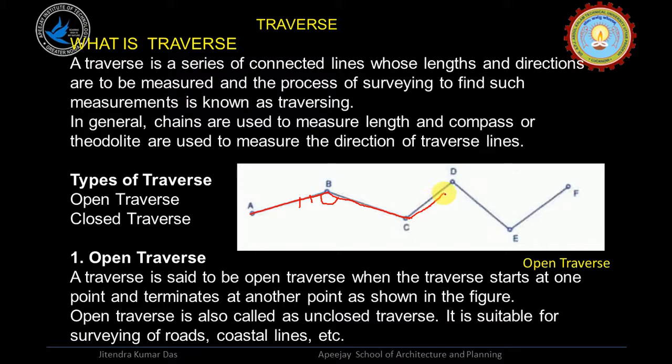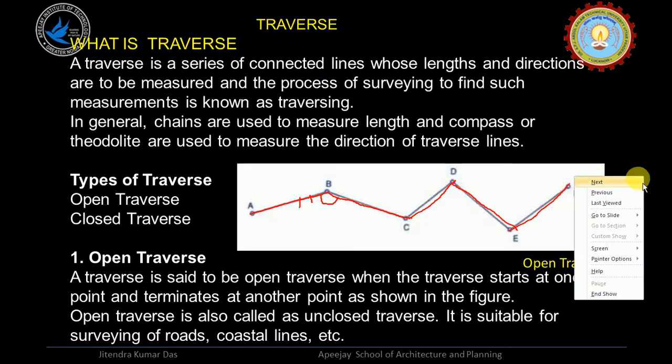So generally, this geometry is not closed. Here A to B, B to C, C to D, D to E, and E to F. So it is not a closed traverse. It is open traverse. Geometry is not closed here.